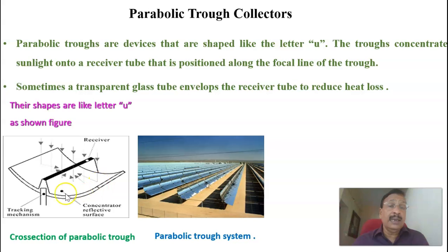This is a picture of parabolic trough collectors, showing a parabolic trough system with a number of parabolic trough collectors kept here like this. Therefore, this is a cross section of a parabolic trough collector.